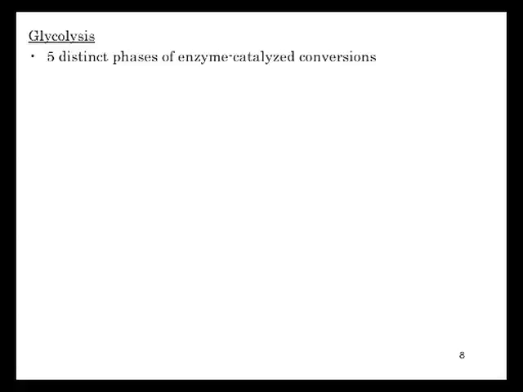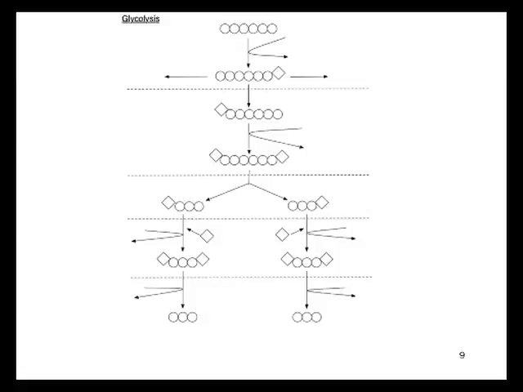Now, when we talk about glycolysis, we're going to focus on glycolysis as a series of 5 reactions. There's actually more than that, but it's a little more than we actually need to get into. So we're going to look at 5 basic phases that are occurring to produce the ATP and to get us to the pyruvic acid. So you should have this diagram somewhere.